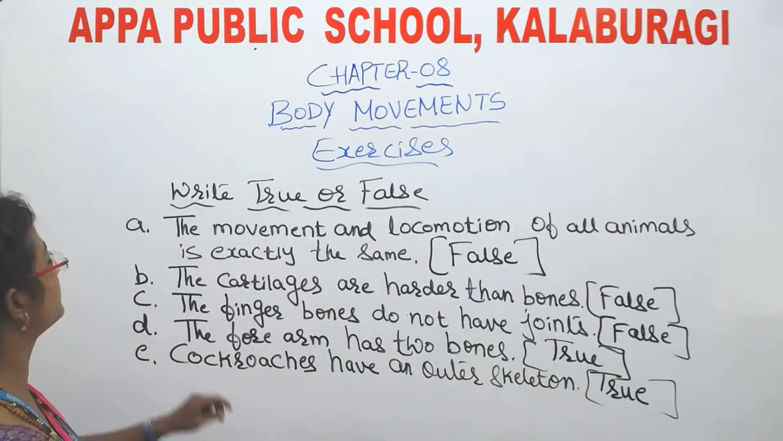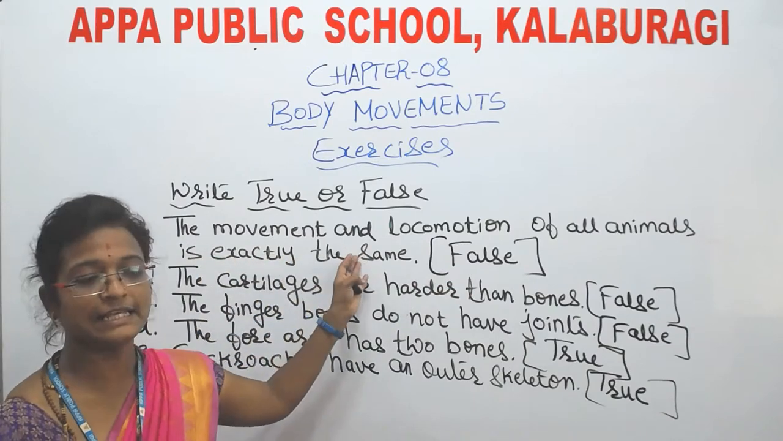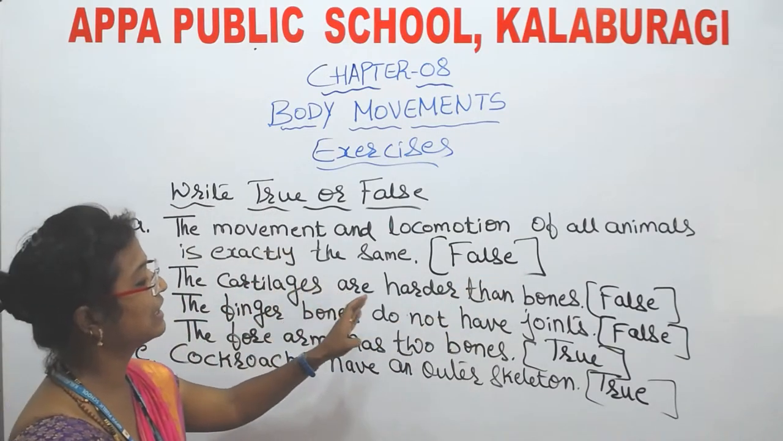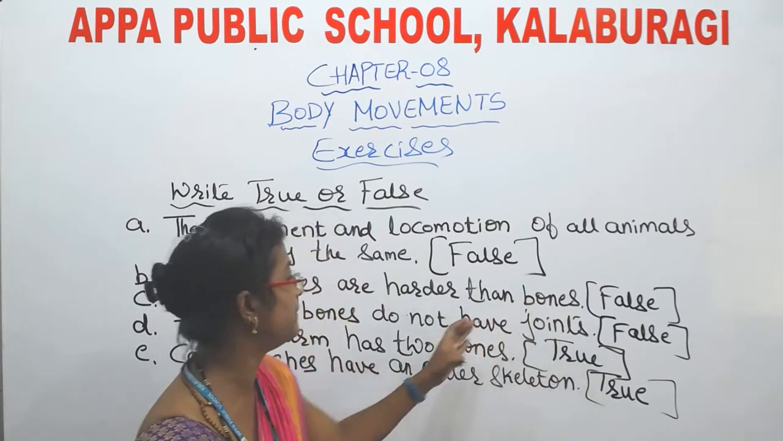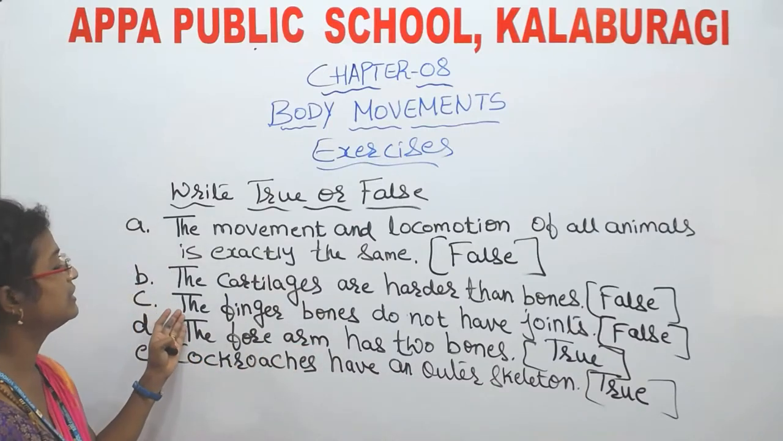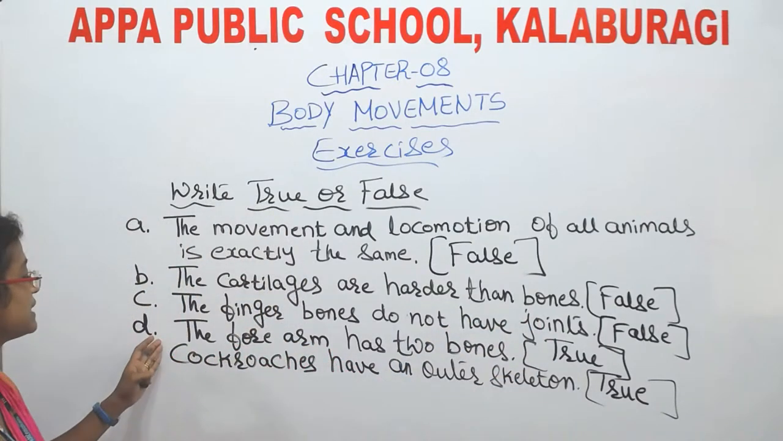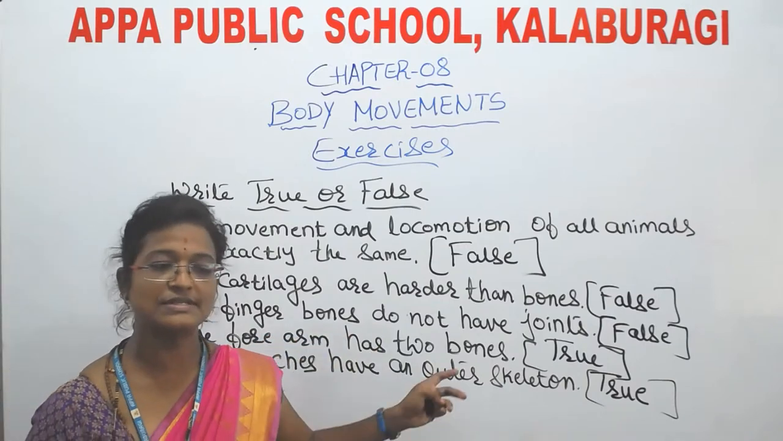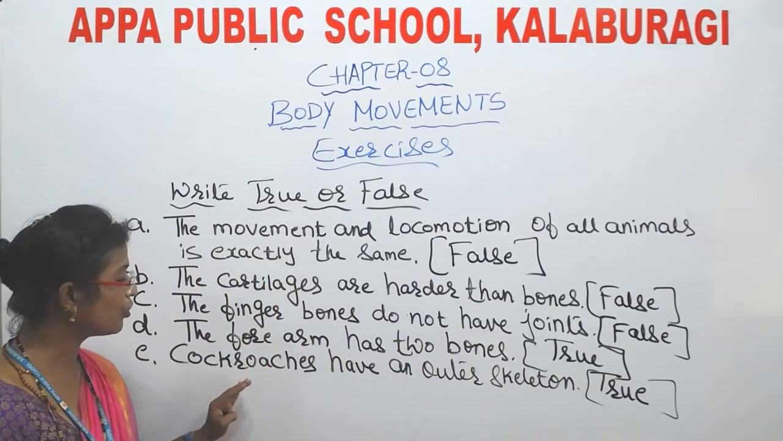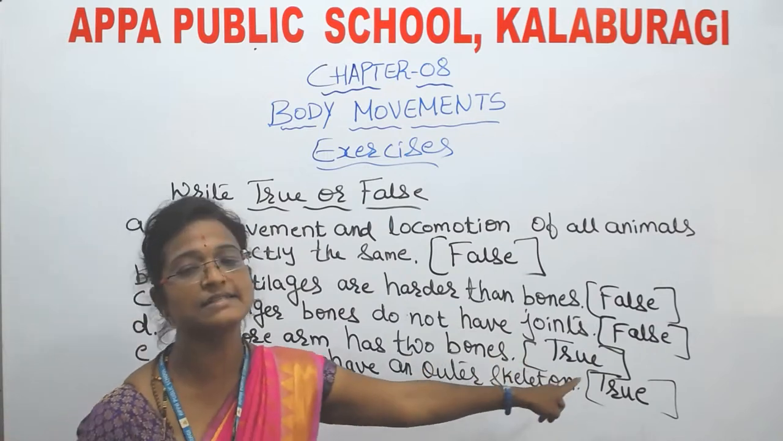Once again I'll repeat. The movement and locomotion of all animals is exactly the same. It is a wrong statement, so we have written false. The cartilages are harder than the bones. It is also wrong, because the cartilages are not as hard as bones. The finger bones do not have joints. This is also false because we have joints. The forearm has two bones. This is correct because our forearm has two bones. Cockroaches have an outer skeleton. Yes, cockroaches have a hard outer skeleton, so this statement is true.